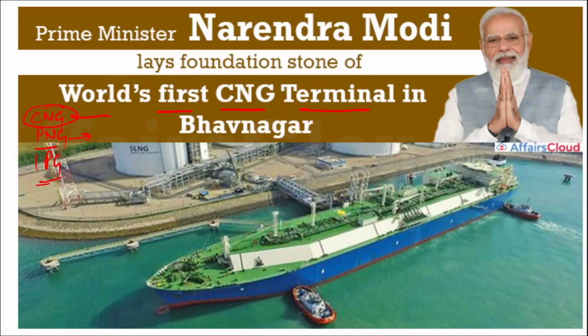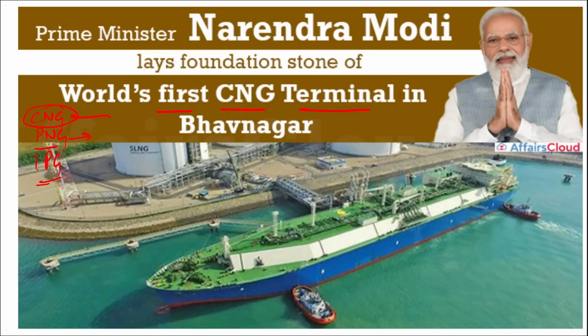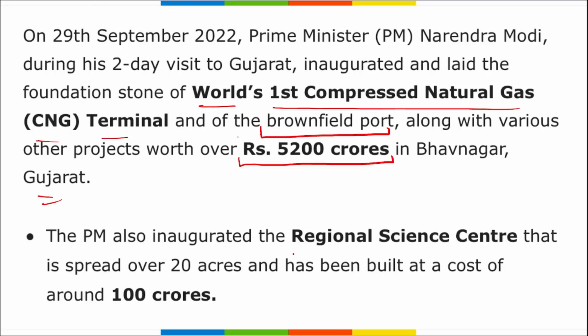and laid the foundation stone of the world's first compressed natural gas terminal, in the brownfield, along with various other projects worth over 5200 crore rupees in Bhavnagar, Gujarat. As you can see, this is a terminal and it is the world's first CNG terminal. Alright, PM Narendra Modi also inaugurated the Regional Science Center that spreads over 20 acres and has been built at the cost of 100 crore rupees.